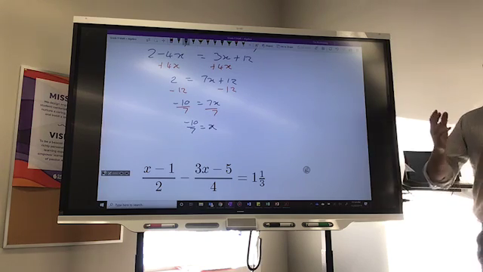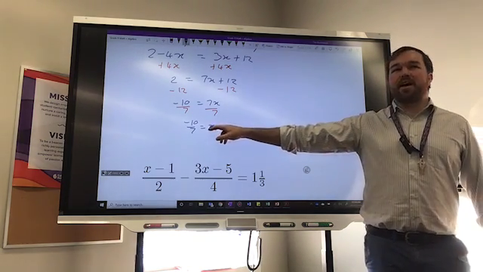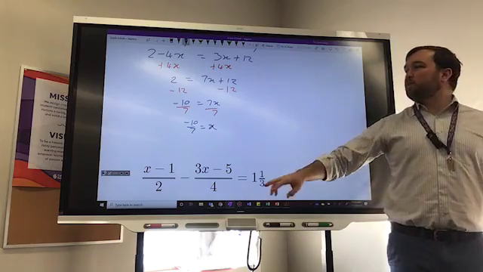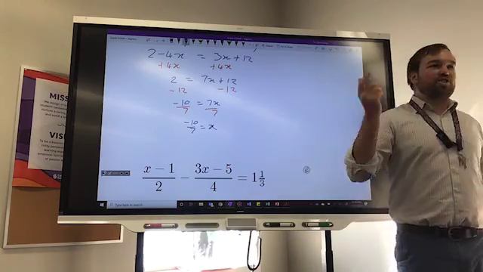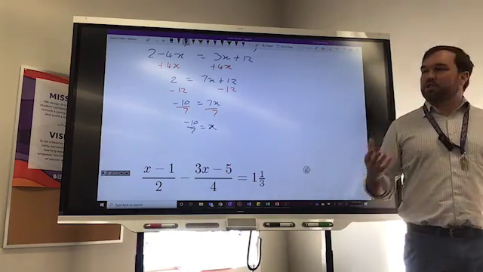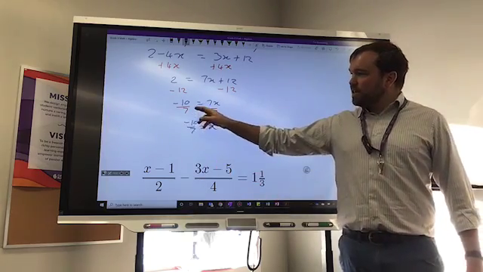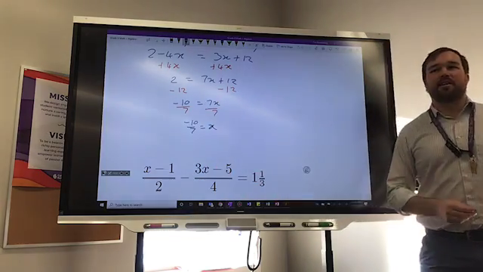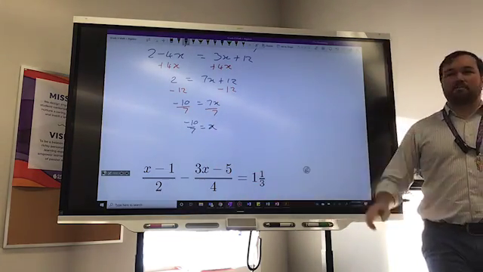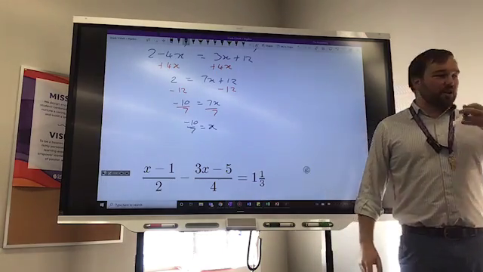Okay. Now, for this one, if you were putting it into GoFormative, you would answer as negative 10 slash 7. It would be legitimate to say this is negative 1 and 3/7, but GoFormative likes you putting it as an improper fraction. So that would be as far as you go.